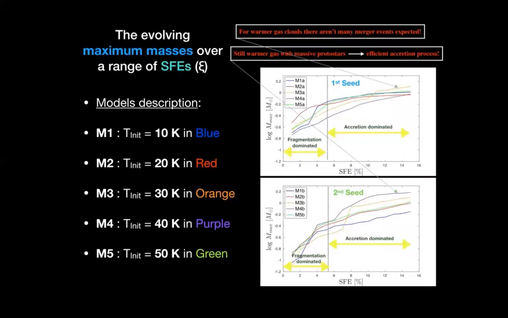Similarly, we also analyze the maximum masses prevailing in these star-forming cores. Again, we see some trend with respect to the transition happening between the fragmentation-dominated regime and the accretion-dominated regime. And again, we see a clear trend coming up after the 5% star formation efficiency, which gives us the idea that there is some transition within these collapsing gas clouds between the fragmentation-dominated regime and the accretion-dominated regime. This transition is very important.